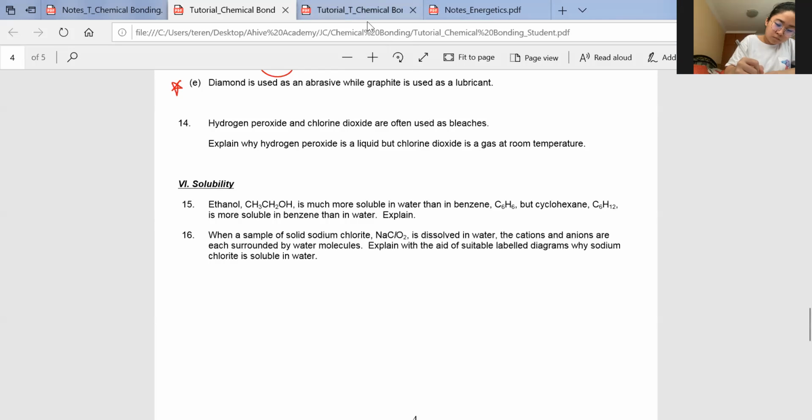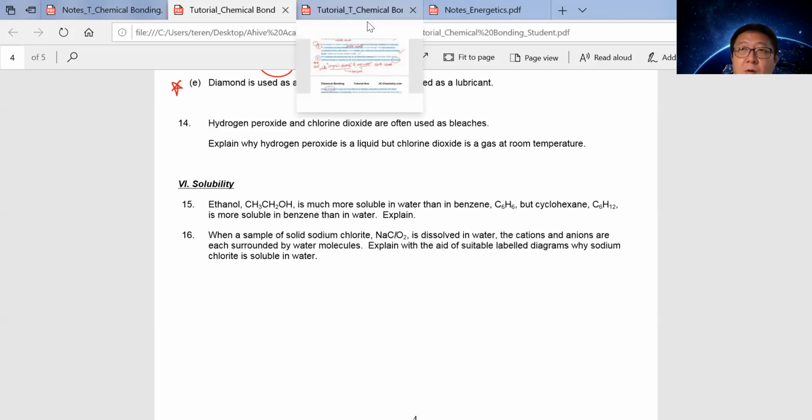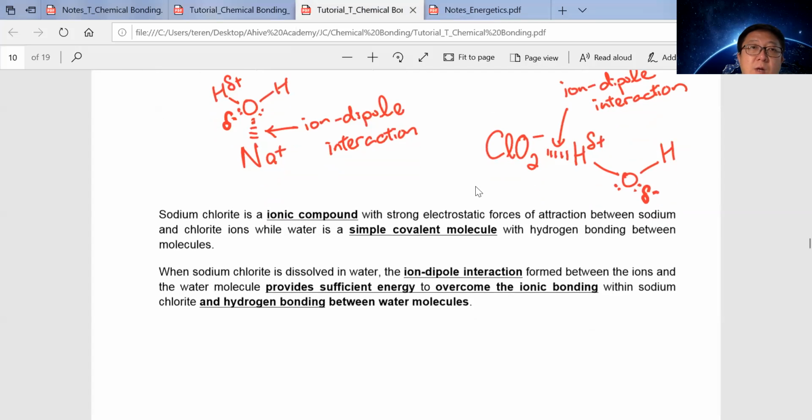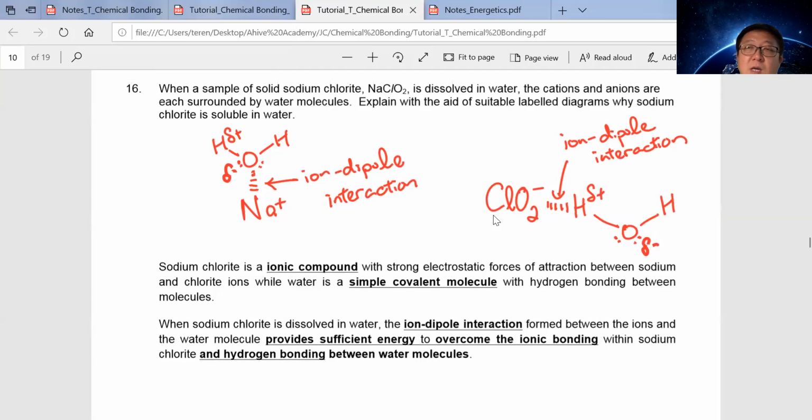In this question, same thing. You see an ionic compound dissolved in water. From our knowledge, we know it will definitely dissolve, right? But why does it dissolve? That is because of the ion-dipole interaction. So let's take a look at how we explain. Identify for the examiner first: they are ionic compounds, so there are ionic bonds between sodium and chloride ions.